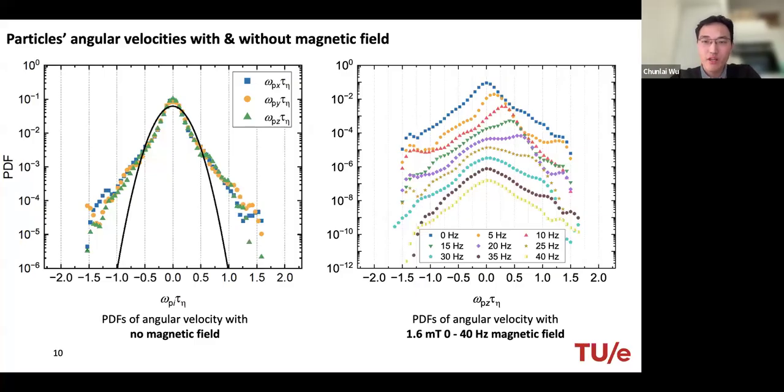On the right, I put only the component Z here, with magnetic field frequencies ranging from 5 Hertz to 40 Hertz, but with also the case with no magnetic field included here on the very top. So we can see in every PDF curve, there is a peak following the increasing magnetic field frequency from 0 to 40 from left to right.